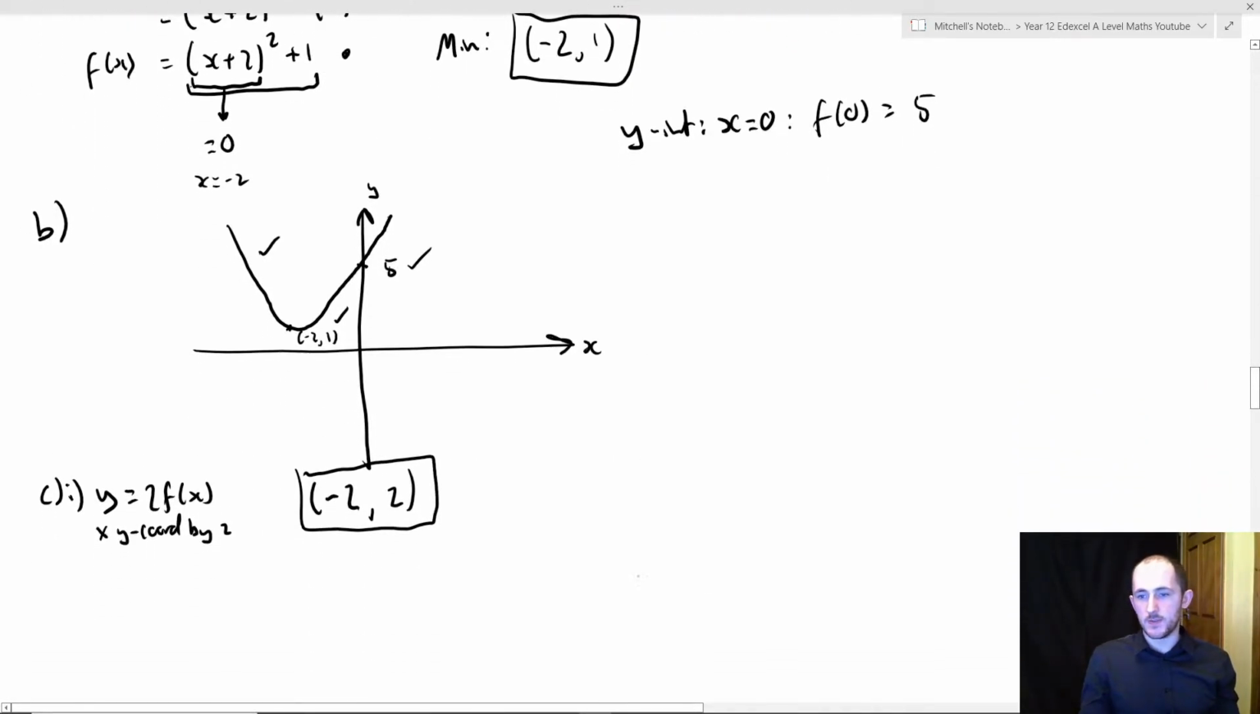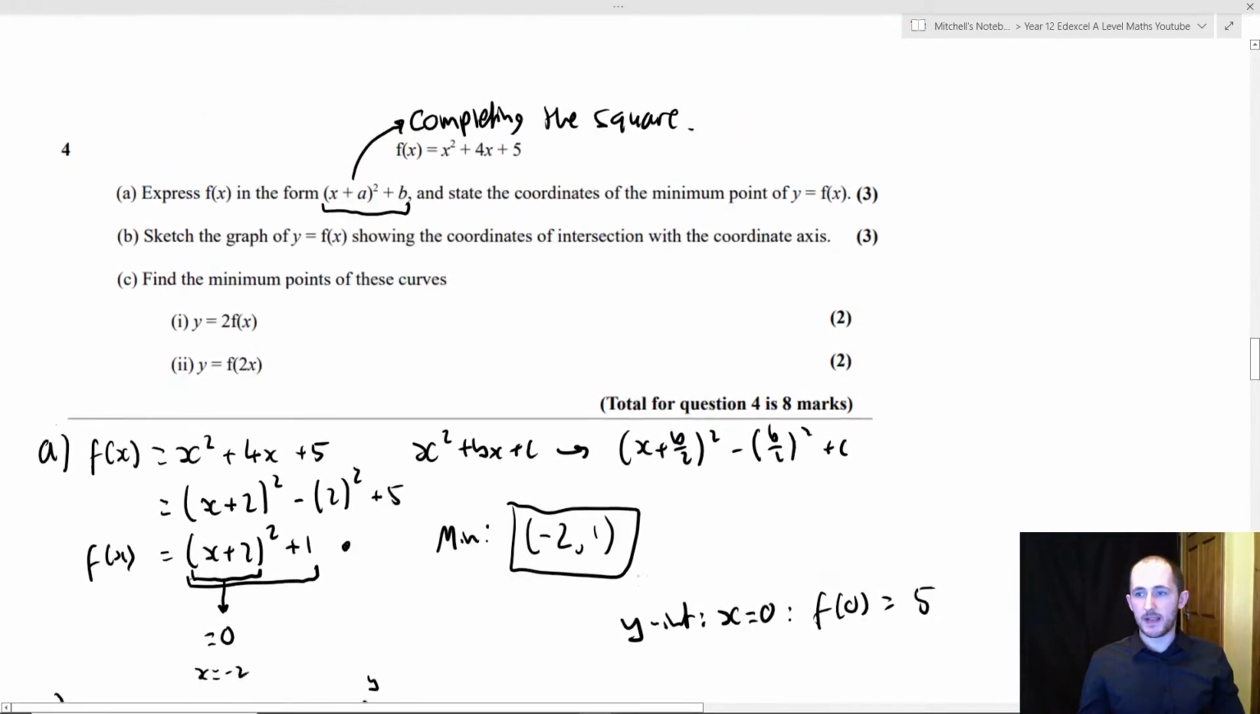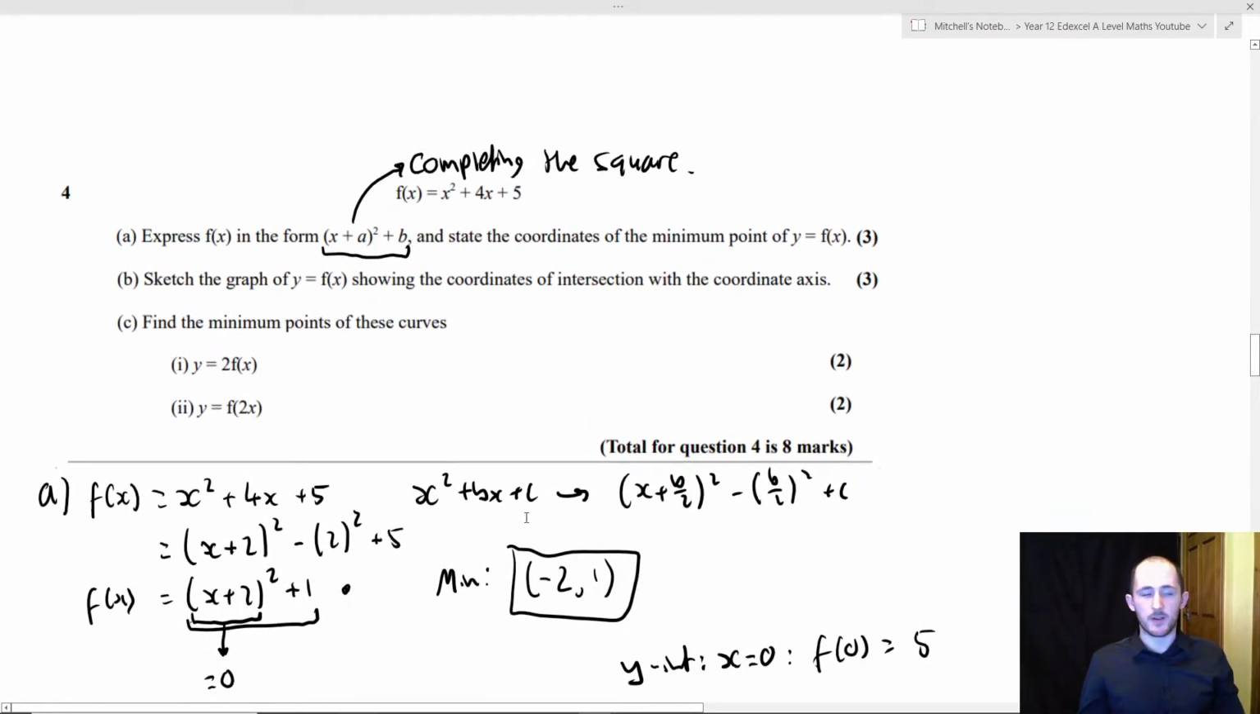And then for part 2, it says, do the same thing, but for y equals f of 2x. Now remember, if it's inside, we do the opposite and we affect x. So we divide the x coord by 2. So now the second value is going to be 1. The first value is going to be half of minus 2, which is minus 1. That's it. Not bad for 4 marks, I would say, for part C.